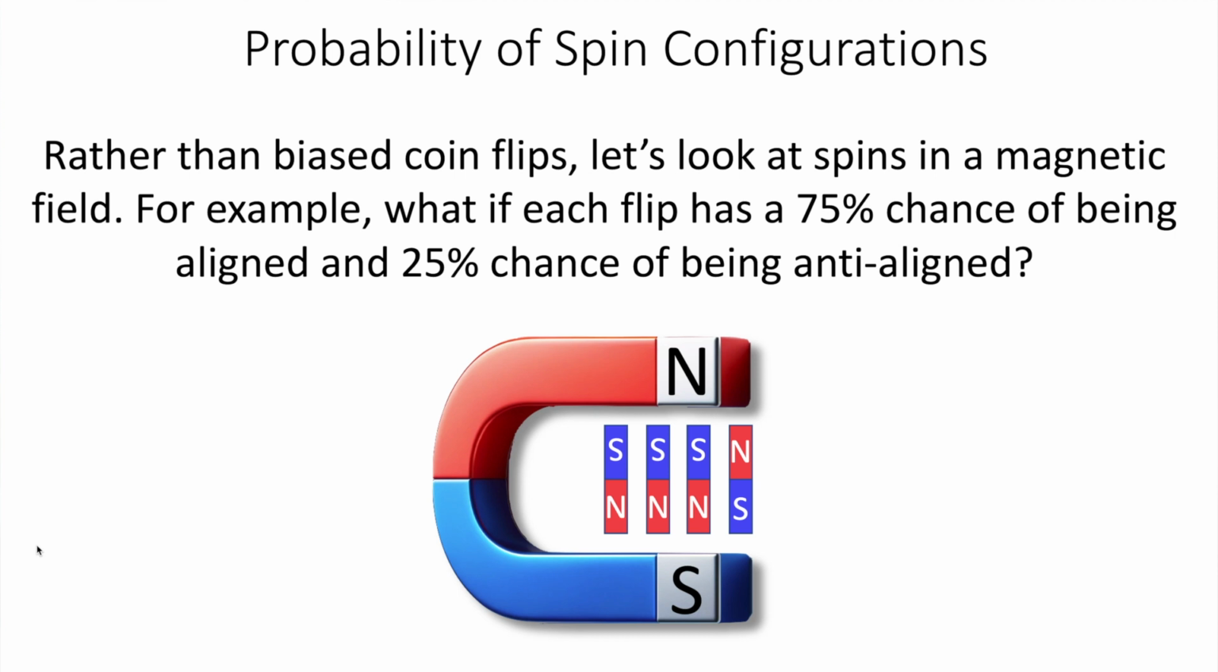So now, for our two-state system, we have a 75% chance that any particular spin is going to be aligned with the magnet, and a 25% chance that it's going to be anti-aligned, so like fighting the magnet. So given a system like this, we have an external magnetic field that is trying to align the spins.